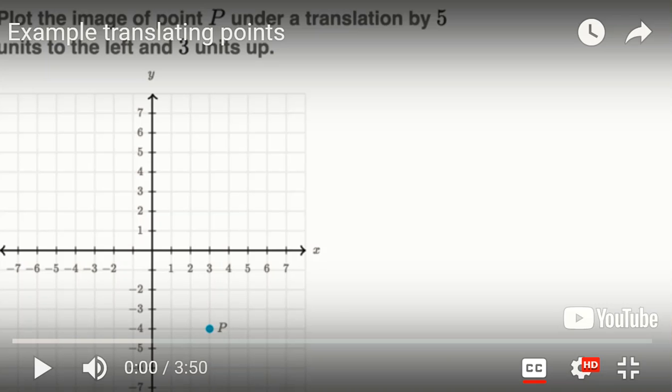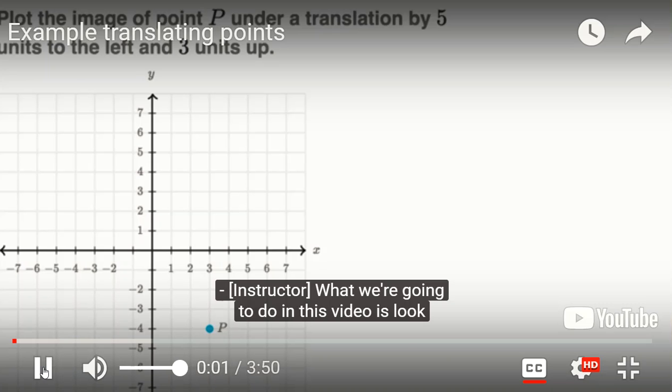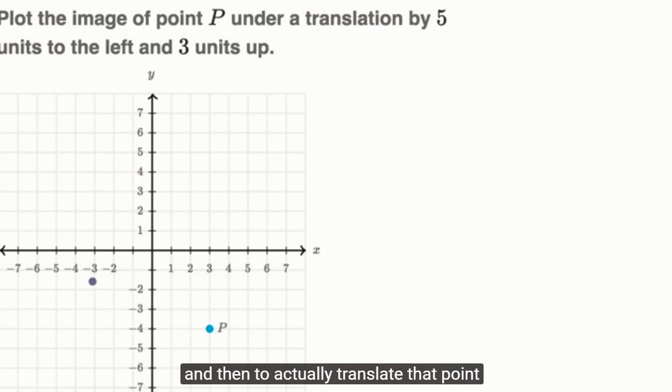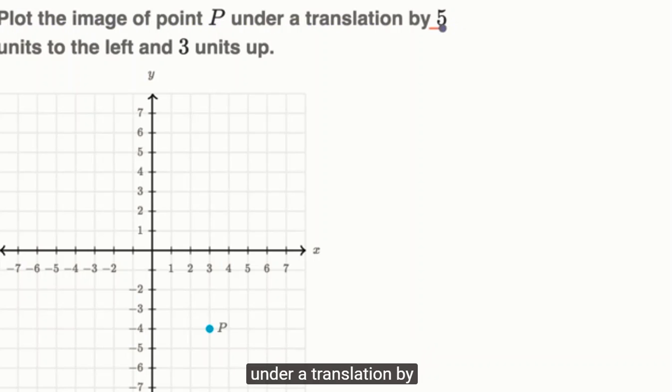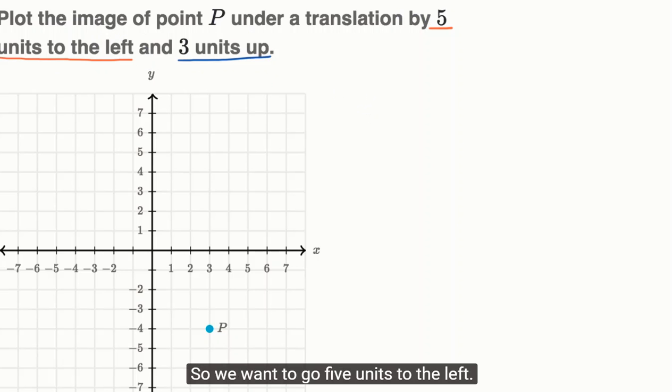In this next lesson, we are going to learn how to translate a point. What we're going to do in this video is look at all of the ways of describing how to translate a point, and then to actually translate that point on our coordinate plane. So for example, they say plot the image of point P under a translation by 5 units to the left and 3 units up. So let's just do that at first, and then we're going to think about other ways of describing this. So we want to go 5 units to the left.